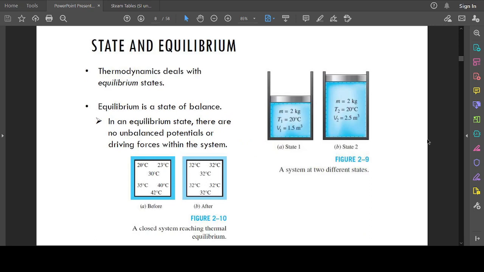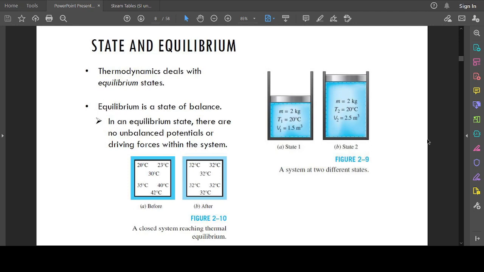So we go over to state and equilibrium. Now, I mentioned in the previous slide the different states of the flow. Is it a fully developed flow, or is it a flow at the beginning of the process? In thermodynamics, we deal with equilibrium states. An equilibrium state is a state of balance. This is where there are no unbalanced potentials or driving forces within the system.